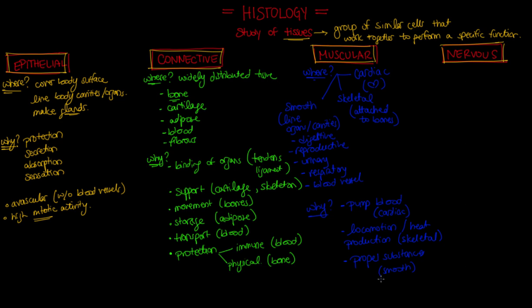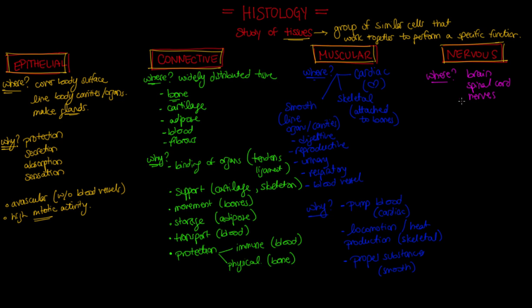Okay. And finally, we have our nervous tissue. So nervous tissue, where is it located? So we have this in our brain, in our spinal cord, and then in our nerves that run throughout our bodies and extremities. And so why do we have it?